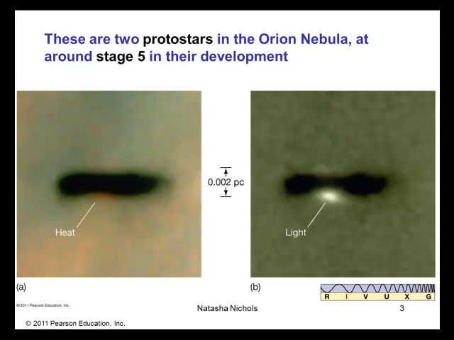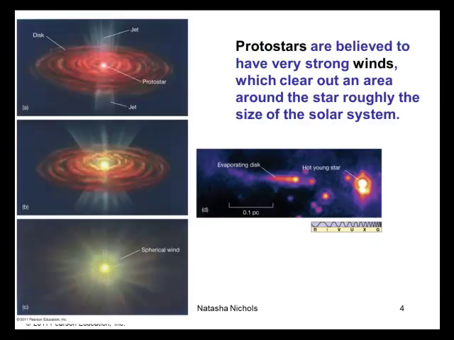Looking at frame B, we see an optical face-on image of a slightly more advanced circumstellar disk surrounding an embedded protostar in the Orion Nebula. Protostars are believed to have very strong winds, which clear out an area around the star roughly the size of the solar system.